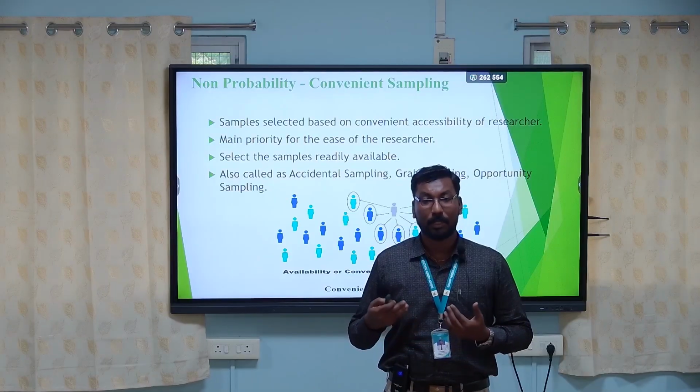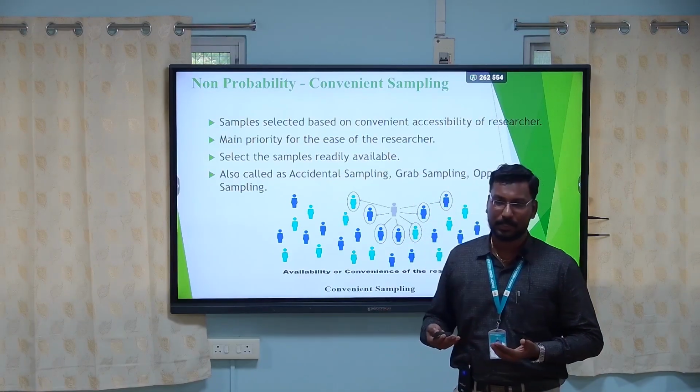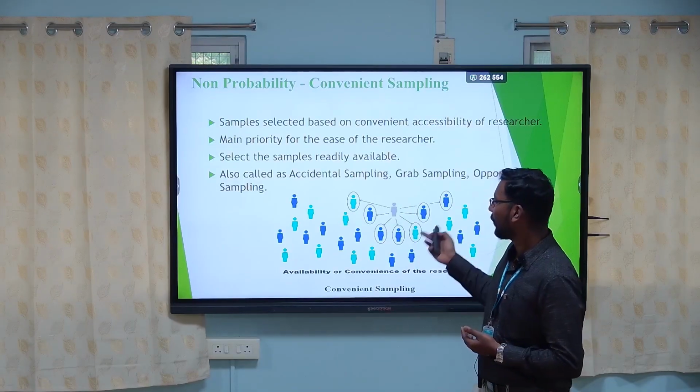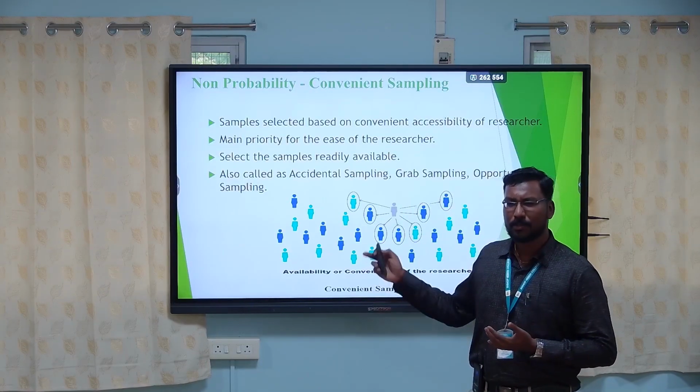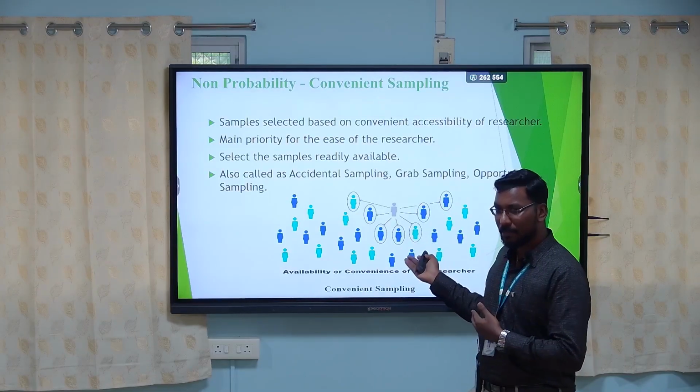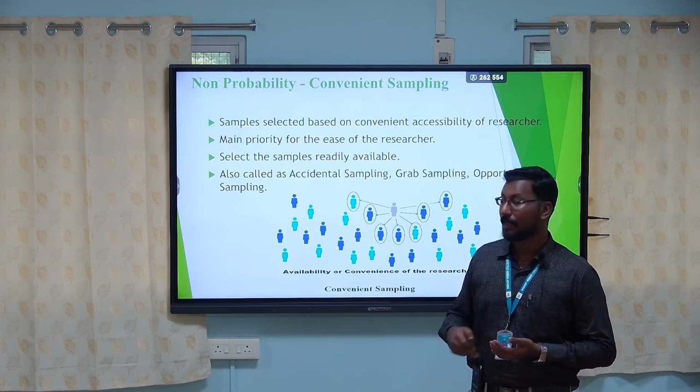I am not going with any ideology. Whenever a person comes, I am going to select them as my respondents. So it is happening accidentally, so it is called accidental sampling. I am grabbing the opportunity, so it is also called grab sampling. It is also called opportunity sampling.